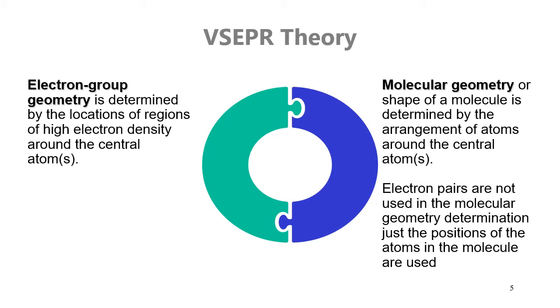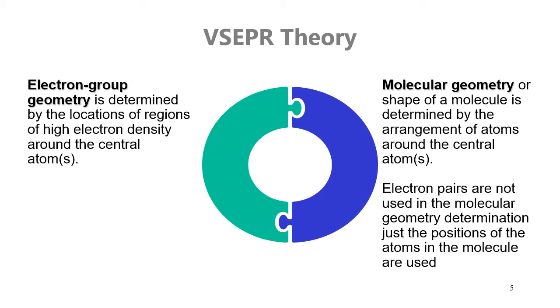First, we need to understand the terms in VSEPR. We begin with electron group geometry. This is the first term, electron group geometry, which is determined by the locations of regions of high electron density around the central atom. You cannot see that, but you can see the electron regions or the density of the electrons.